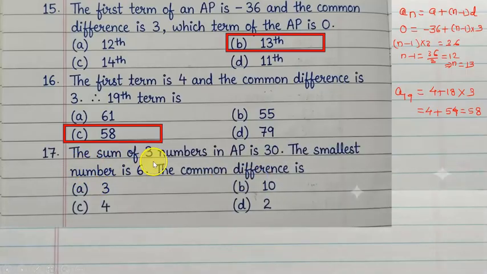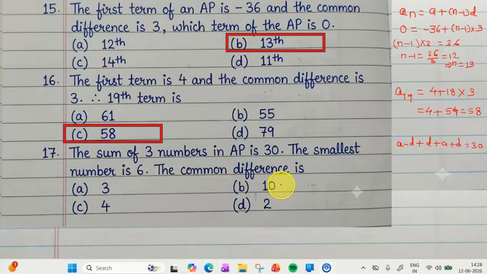Next, the sum of three numbers in AP is 30. The smallest number is 6. We want to find out the common difference. There are three terms.